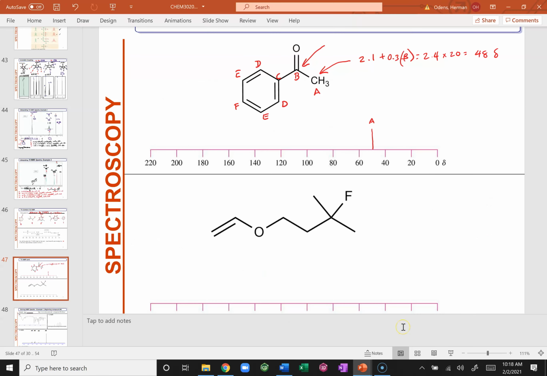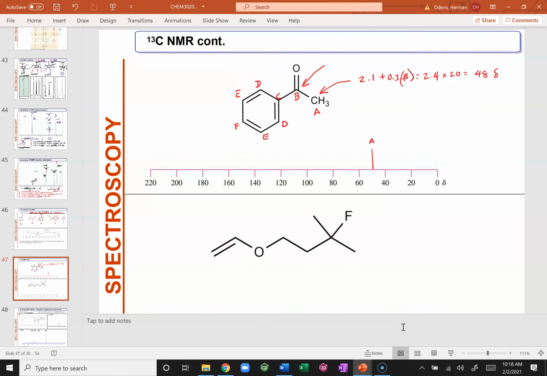So we start here at 10. 10 times 20, that equals 200. All right, so right at 200, it will be my carbonyl group, B.